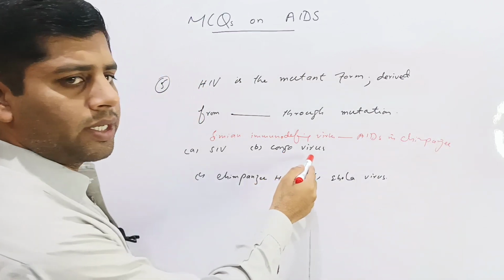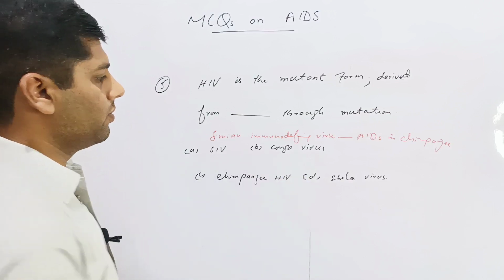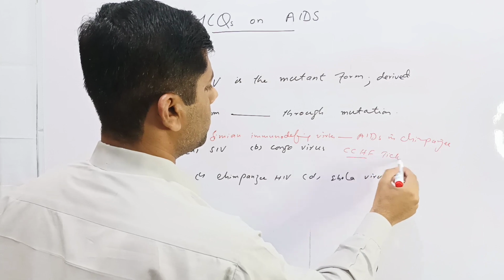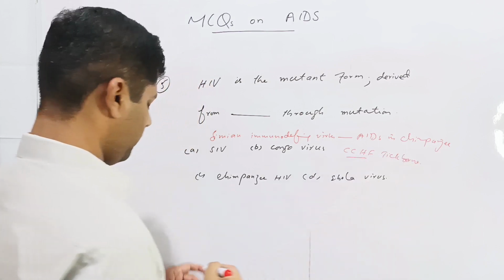Second is Congo virus, it causes Crimean Congo hemorrhagic fever, which is a tick-borne disease. It is transmitted through ticks.